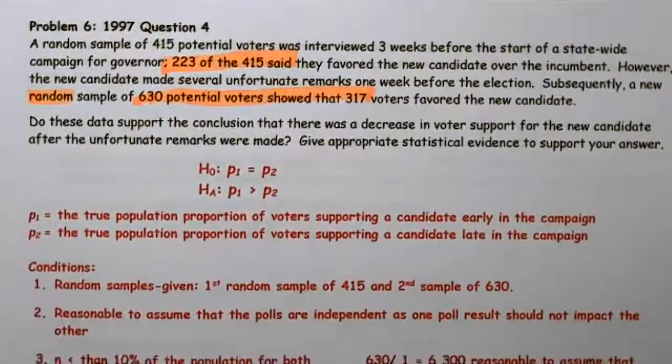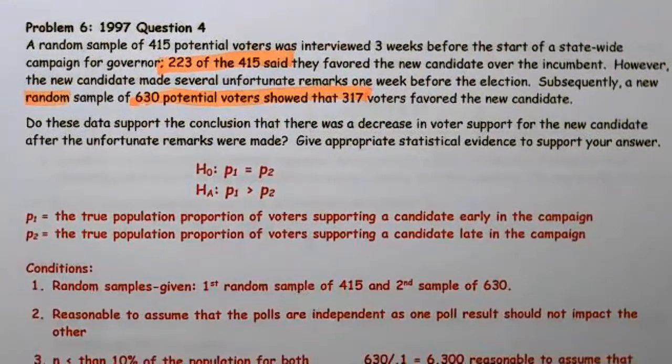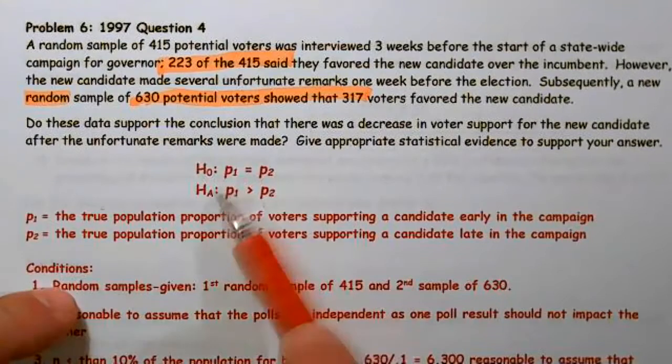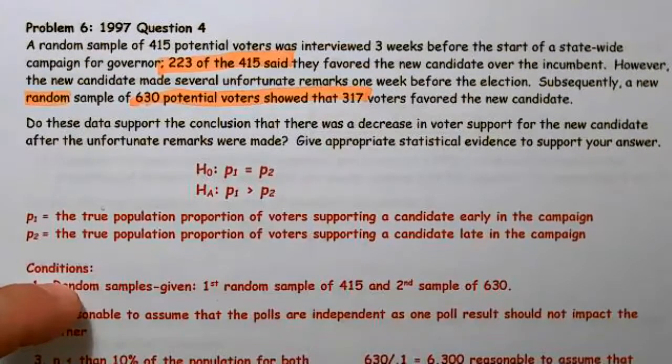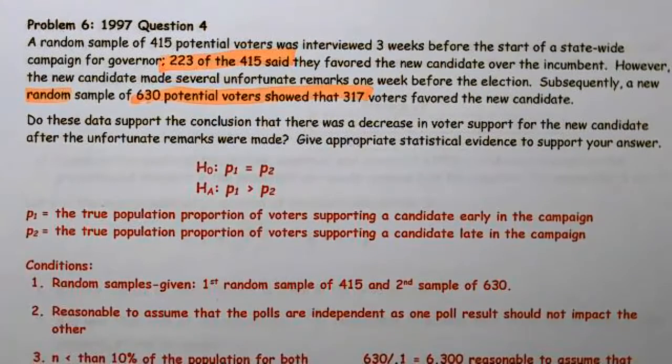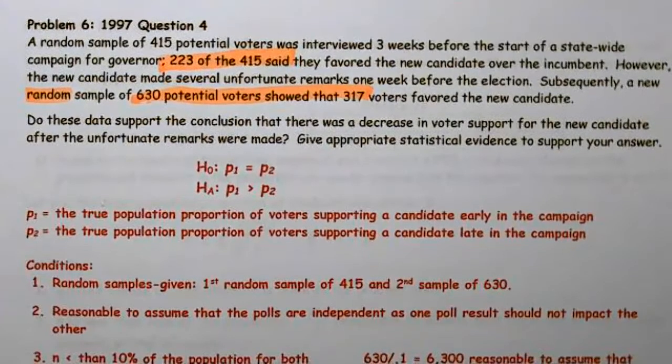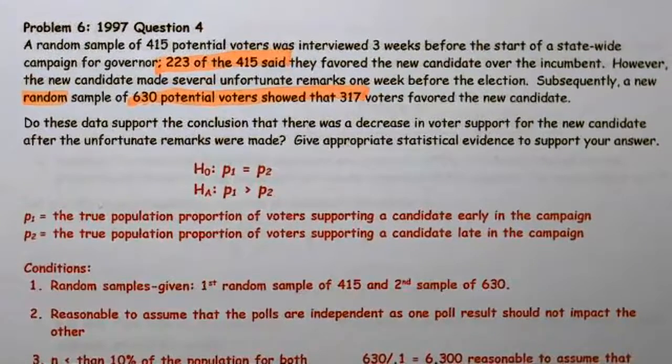So define the proportion. P1 is the true population proportion of voters supporting the candidate early in the campaign, and P2 is supporting later. Now, you can use letters here and probably should, E for early, L for late, or something like that. For ease of typing, I just use P1 and P2, but that was mainly for my convenience. Use what makes sense for you.